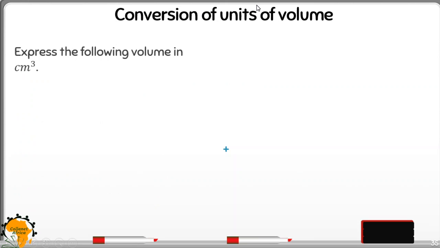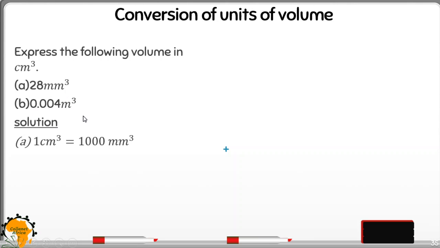Then we have conversion of units of volume. We start with an example where you're supposed to express the following volume in cubic centimeter. We have the first one, 28 cubic millimeter, and the second one, 0.04 cubic meter. Let us look at how we proceed. We always start by writing the equivalent, that is 1 cubic centimeter is equivalent to 1000 cubic millimeter. Remember, we are converting cubic millimeter to cubic centimeter.